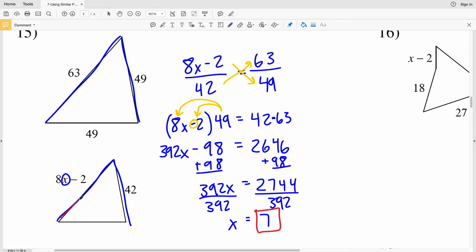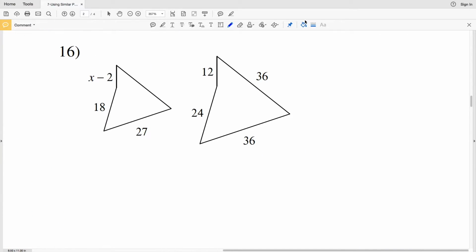And if I wanted to solve for this side length, I would just plug 7 in for x and calculate. However, we're solving for x, so we can stop at this point. In number 16, x minus 2 over 18 is proportional to 12 over 24. So I'll have x minus 2 over 18 equal to 12 over 24.